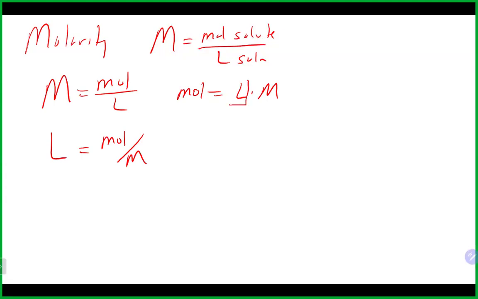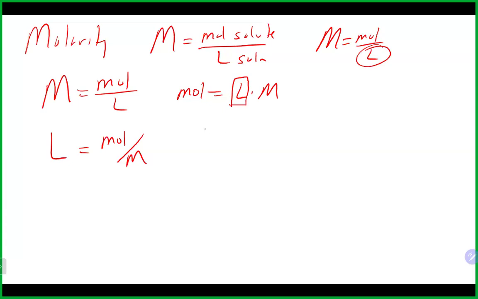You definitely want to always make sure that your volume's in liters when you're using it with molarity by itself. So if you're just using molarity by itself in a calculation, volume always has to be in liters so it cancels out. And that's because, again, the big M here is moles per liter. So if your other volume is not in liters, it will not cancel out.